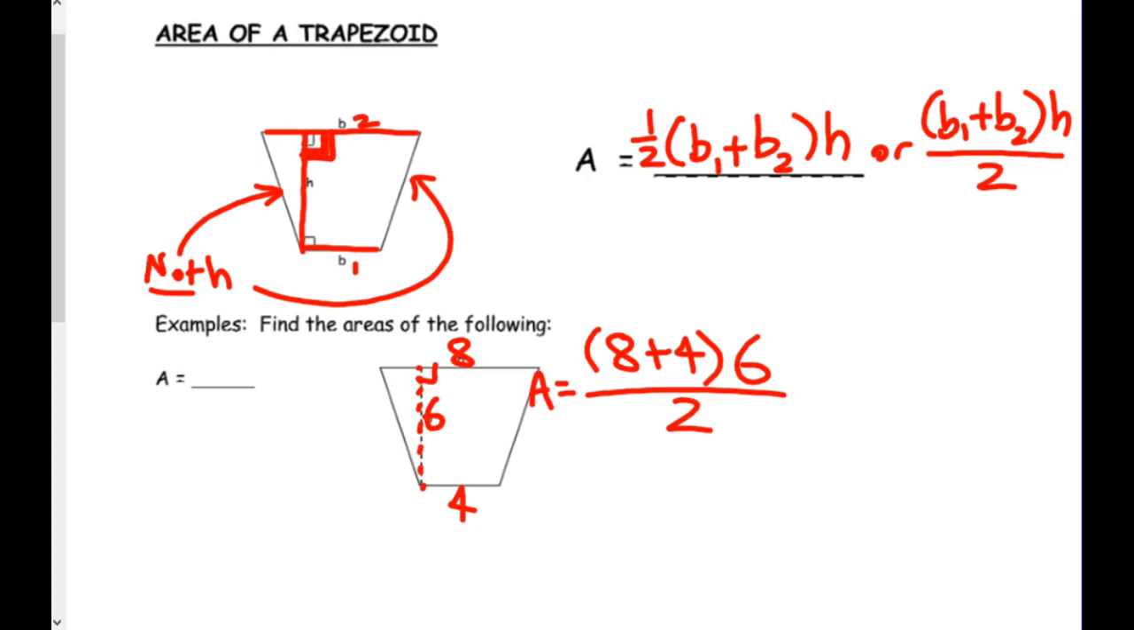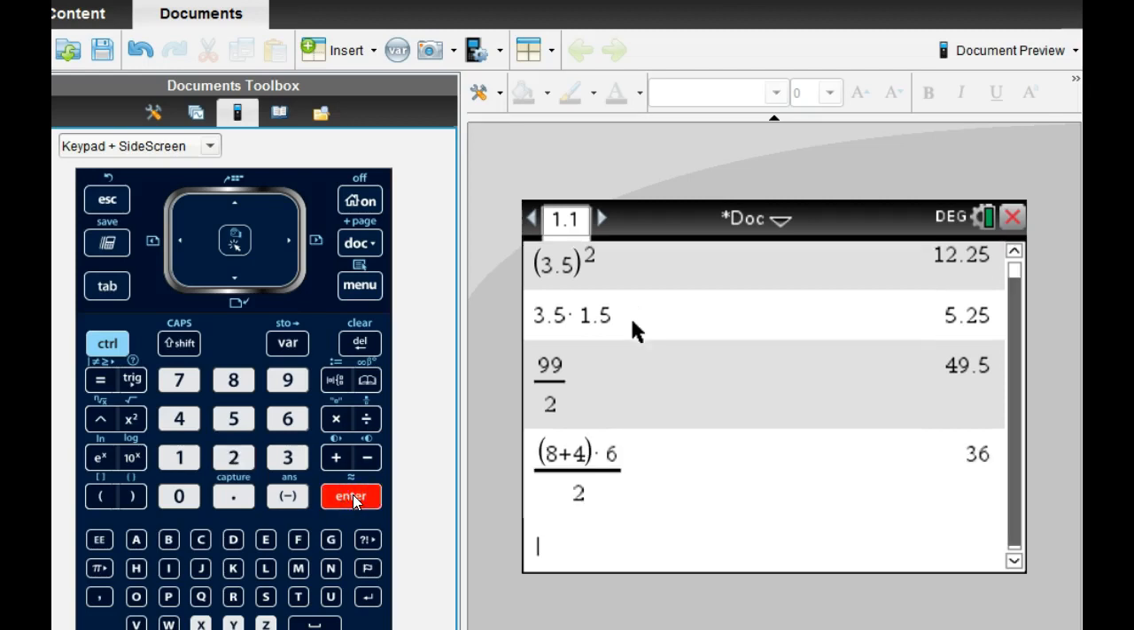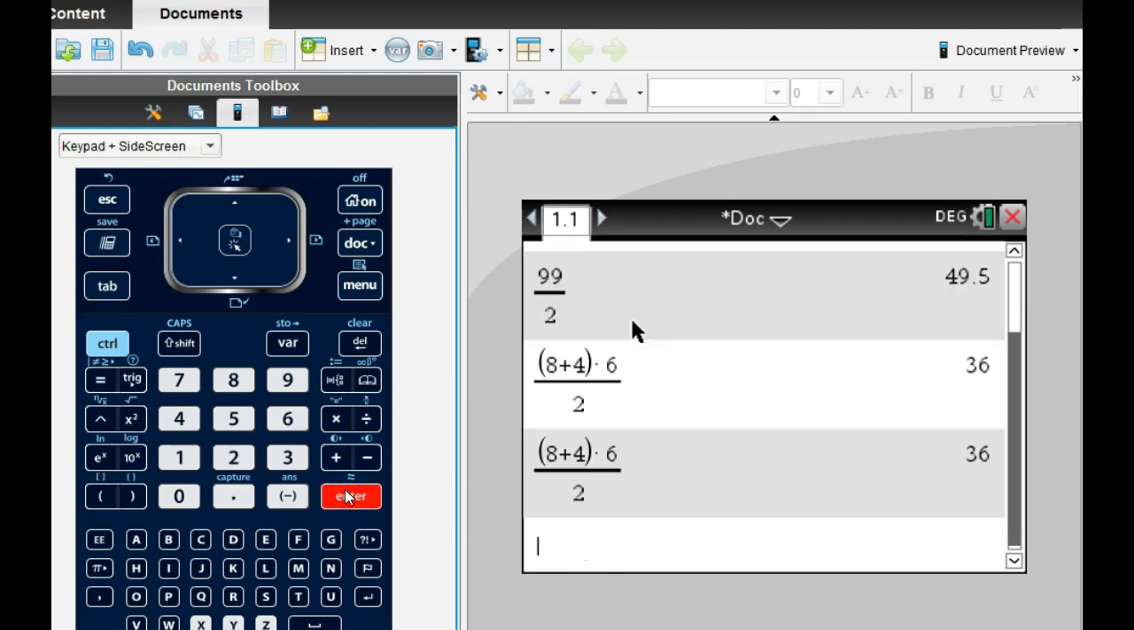Now let's type that in the calculator. Parentheses 8 plus 4 parentheses times 6 divided by 2. You can do it like that. You could have pressed Control Divide and made a big old fraction. I'll show you how it's the same thing, okay? See how it fixed it for me? If you do parentheses 8 plus 4 parentheses times 6, Control Divide, big fraction, over 2, see how it's literally the same thing. So whether you hit Control Divide or just divide, you get the same answer, 36.